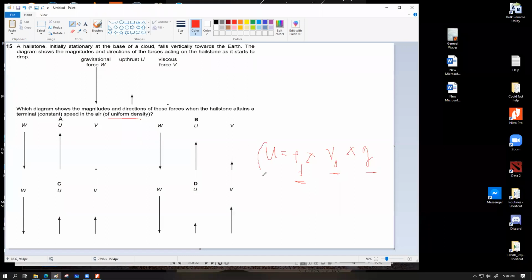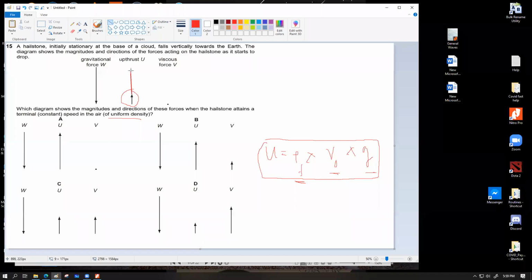So the upthrust should not change as the object falls downwards, which means this arrow length should also be the same and must also be working in the upward direction. All that remains is how much the viscous force is going to be. Like I told you in the earlier equation, because the hailstone is falling through the atmosphere, weight should be equal to upthrust plus drag. These are the two variables which need to be equal to each other, which means to equate this length of downward force, we already have this much upward force available. So additionally, we're going to require the remaining amount of upward force.